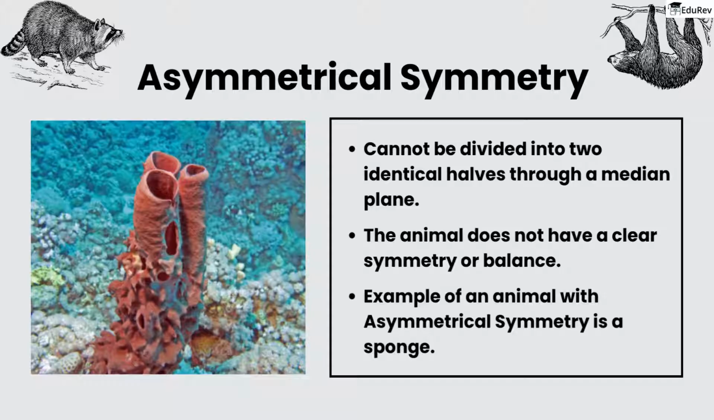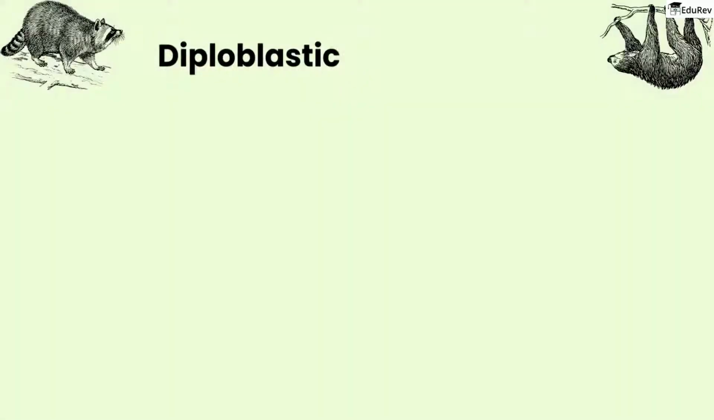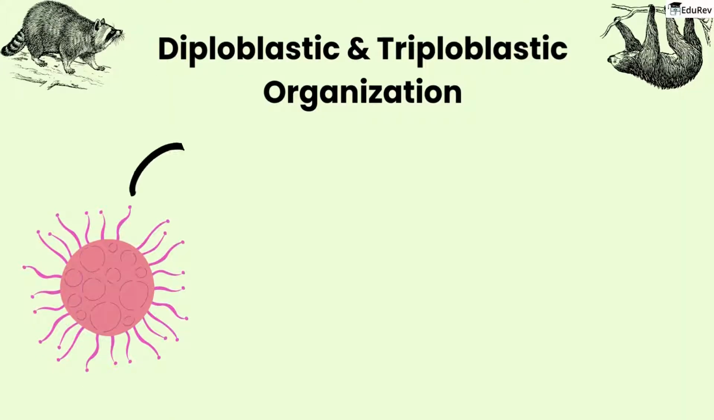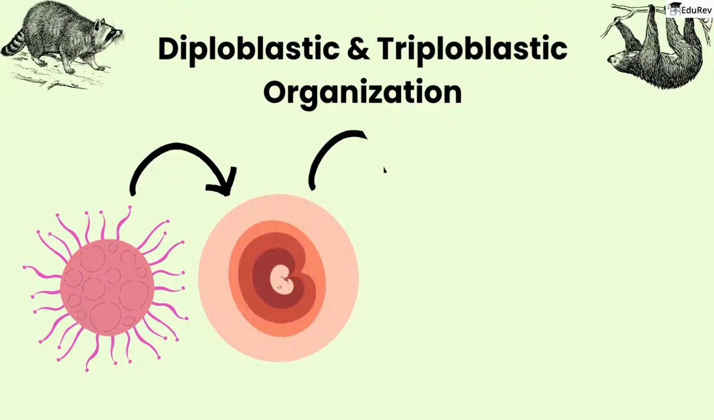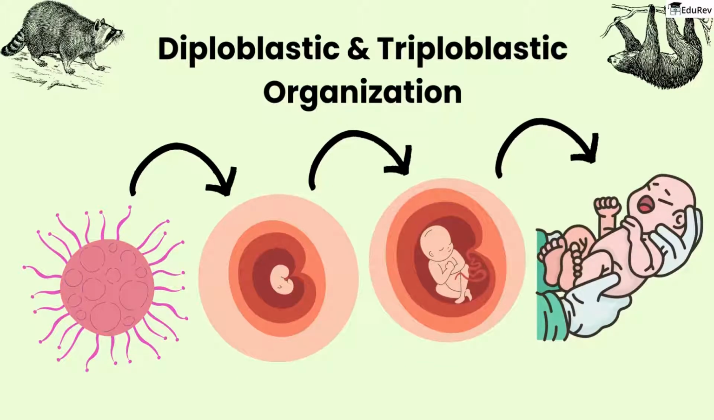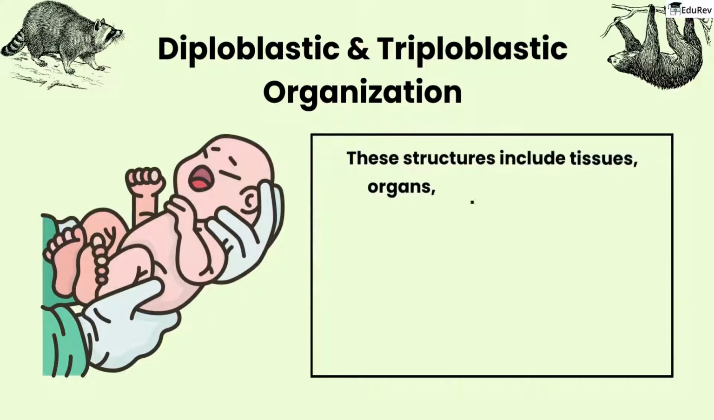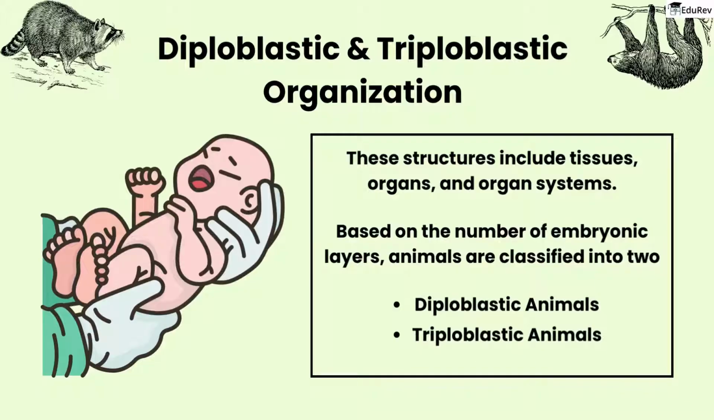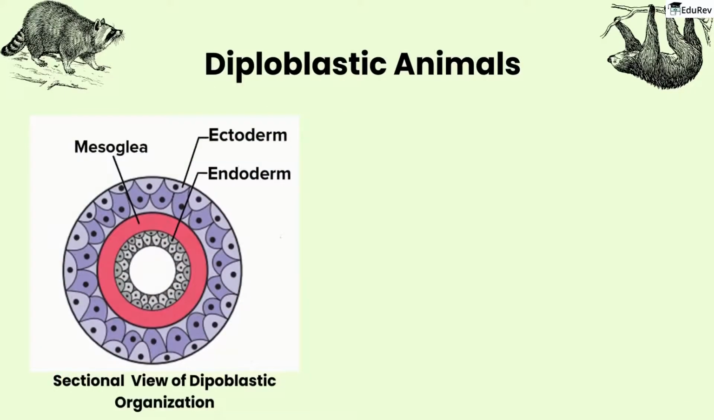After understanding body symmetry, now let's talk about the diploblastic and triploblastic types of differentiation. All animals start their lives as a single cell, but as they develop, they grow and form different structures that eventually make up their bodies. These structures include tissues, organs, and organ systems. Based on the number of embryonic layers, animals are classified into two: diploblastic and triploblastic animals.